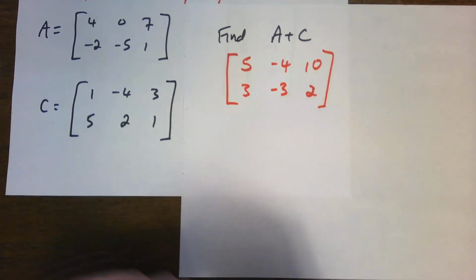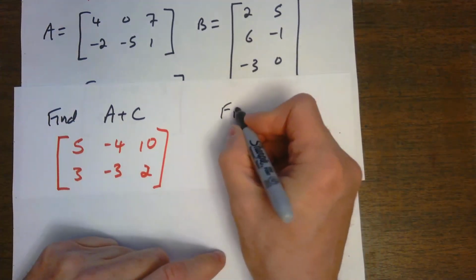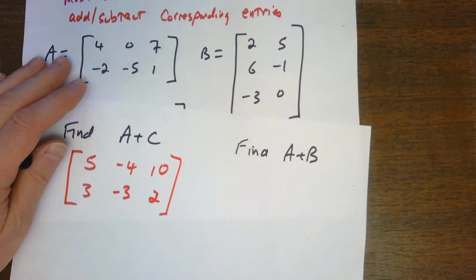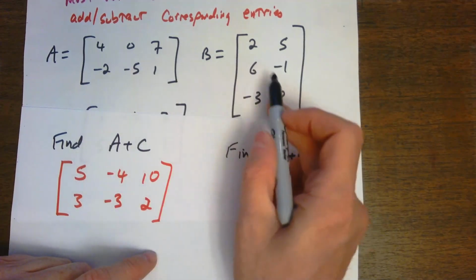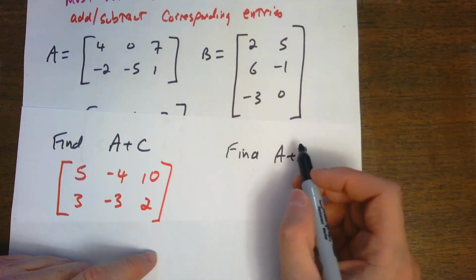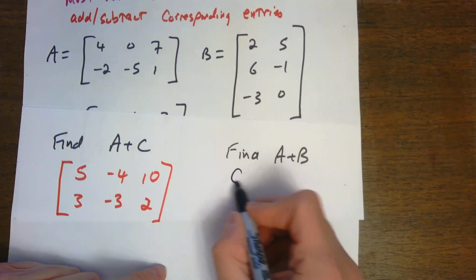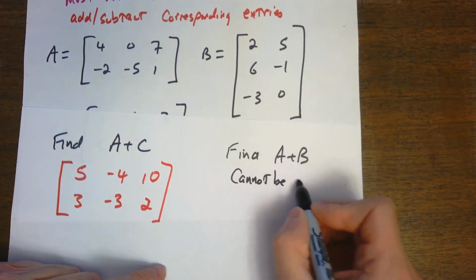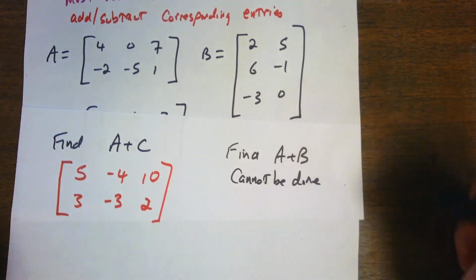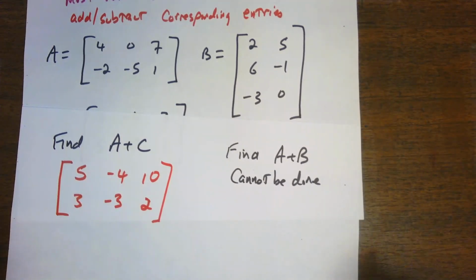What if I had asked you to find A plus B? So now the two matrices I'm using are matrix A and matrix B. Now notice this one is a 2 by 3, this one is a 3 by 2. They don't have the same dimensions, so it cannot be done. We can't add those two matrices together. If they don't have the exact same dimensions, then you cannot add them together. That's the rule.